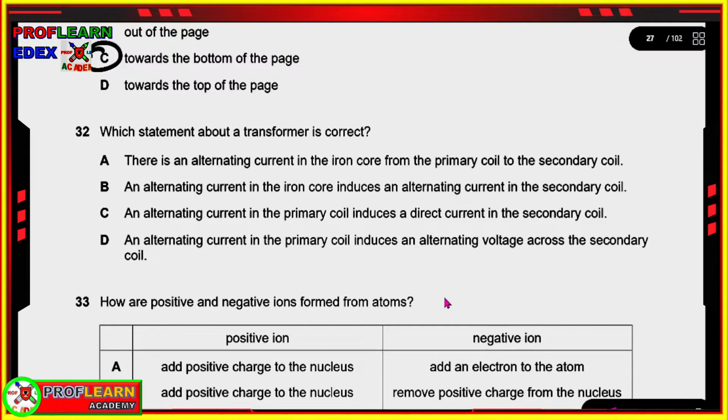Which statement about transformers is correct? We know a transformer is a device that can increase voltage or decrease voltage, depending on what it's designed for.